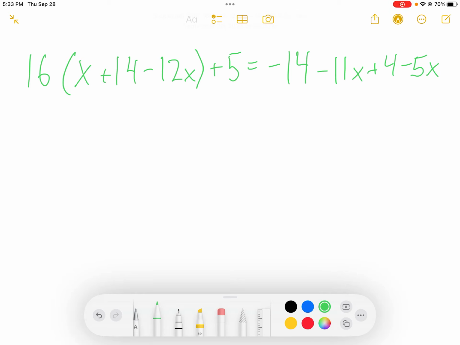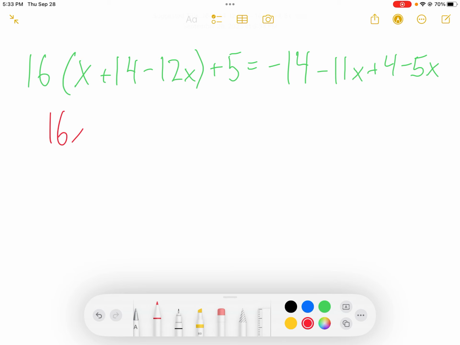Taking a peek at the final boss level, we are going to distribute and probably end up with a fraction answer. That is okay. 16 gets distributed. Remember, the term is gets distributed to all three of these terms because we're multiplying 16 by this entire quantity, the quantity x plus 14 minus 12x. Distribute the 16 to each of those three things.